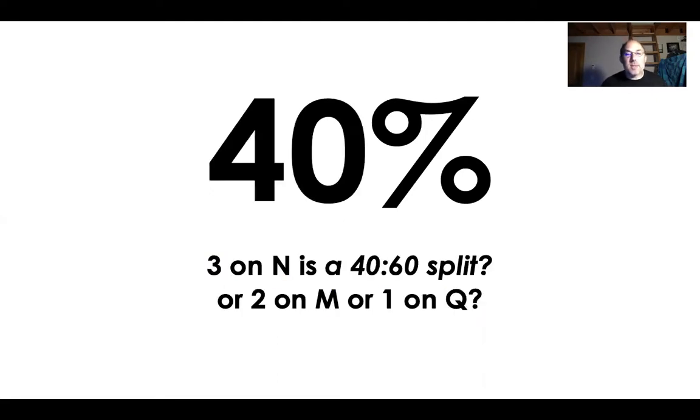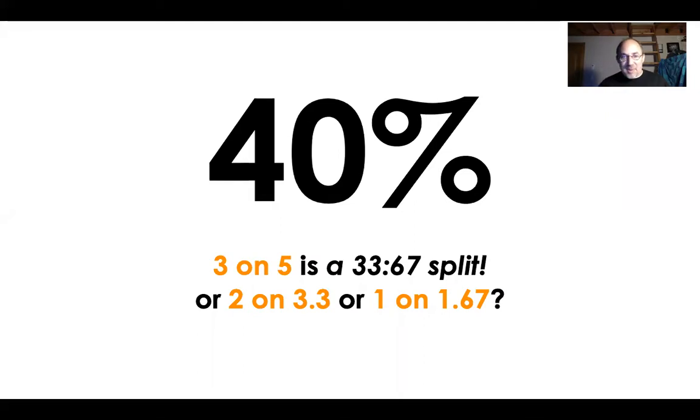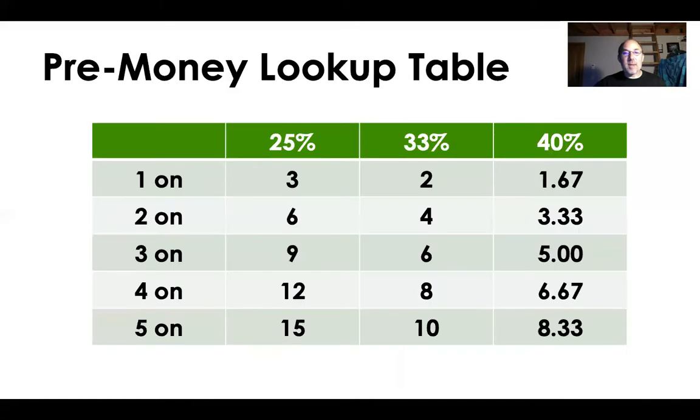All right, can anybody do 40-60? You divide by 2 and times by 3. So we get 3 on 5, 2 on 3 and a third, 1 on 1 and 2/3. So I think I made a chart here.